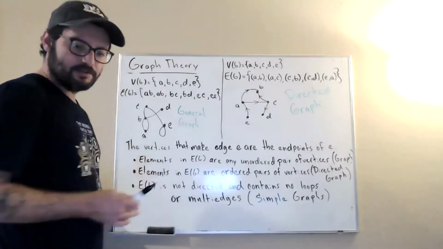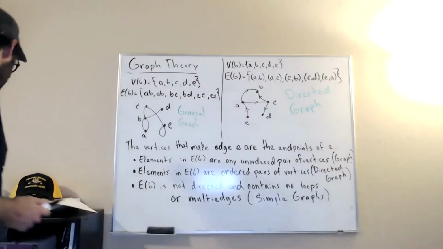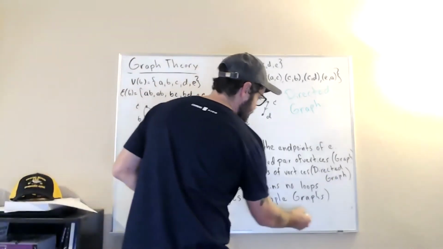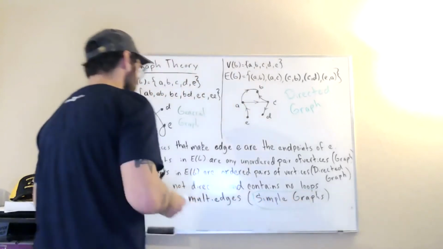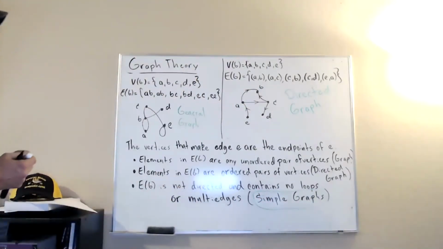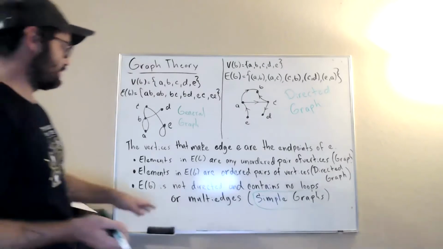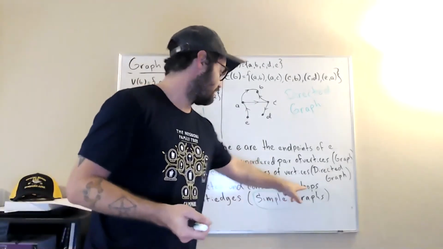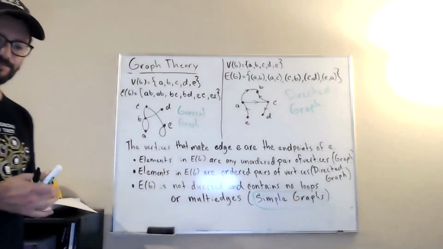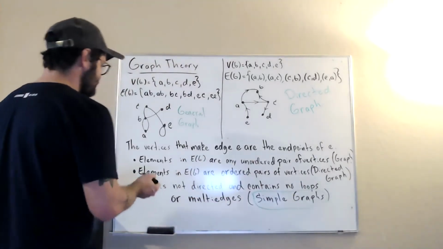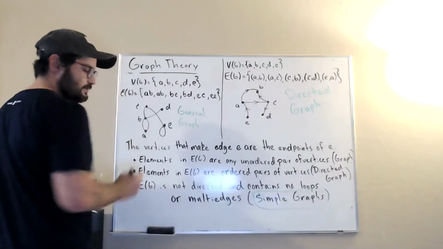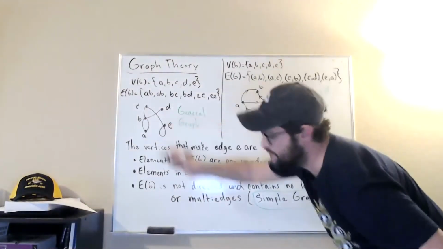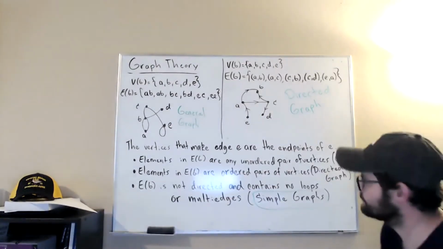Now, what we're going to focus on in this class is the last one here, simple graphs. Simple graphs are graphs that are not directed and they contain no loops or multi-edges. So what is a loop? That's a loop, the edge right there from E to E.